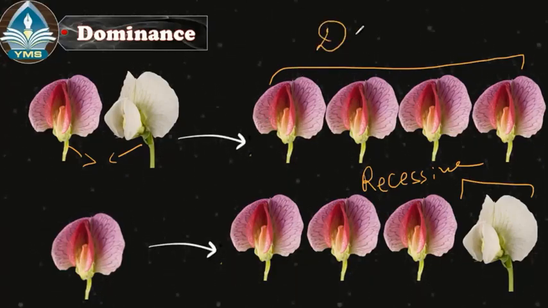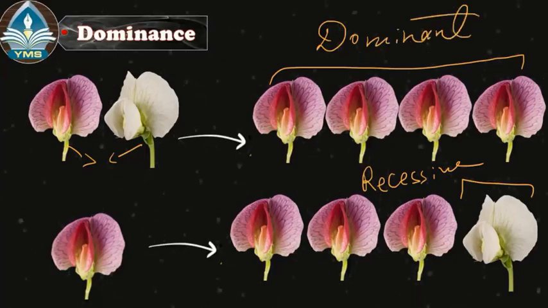So this feature is dominant. What is dominant? It is the feature which dominates over the other. If it is present, it does not allow the others to appear. So here, the pink color was dominant. It did not allow the white color to appear in the first filial generation. But in the second filial generation, he started to see this feature present, and he called it recessive, a feature which doesn't express itself in the presence of another feature. So this is what we mean by dominant and recessive.